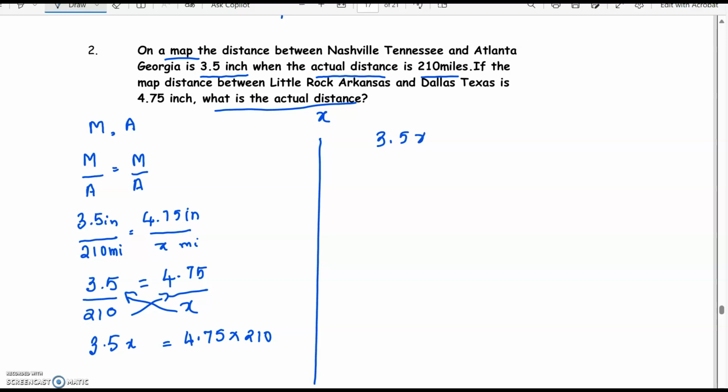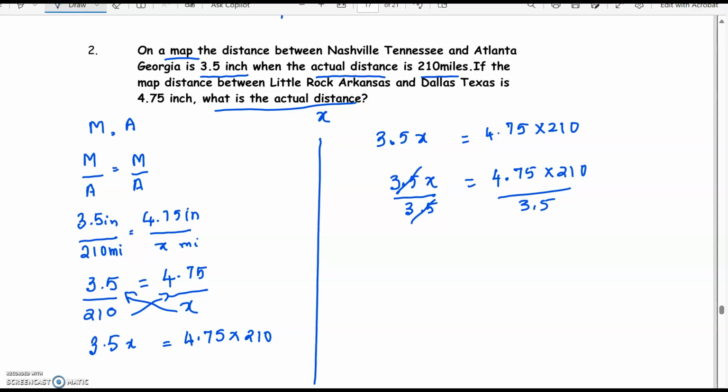So 3.5x equals 4.75 times 210. But x is multiplied by 3.5. The way we get rid of 3.5 and get x by itself, because we want to solve for x, is we divide both sides by 3.5. We cancel common factors and we get x equals 4.75 times 210 divided by 3.5.